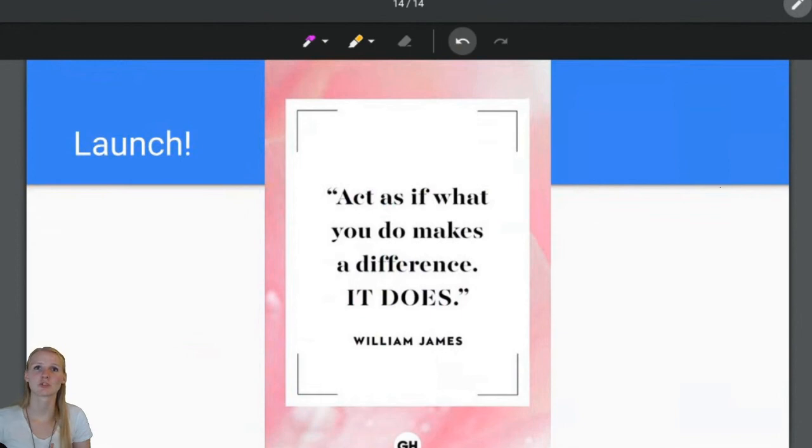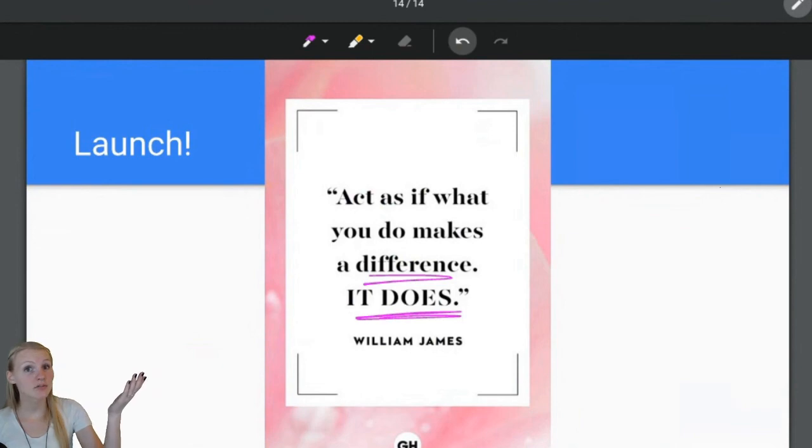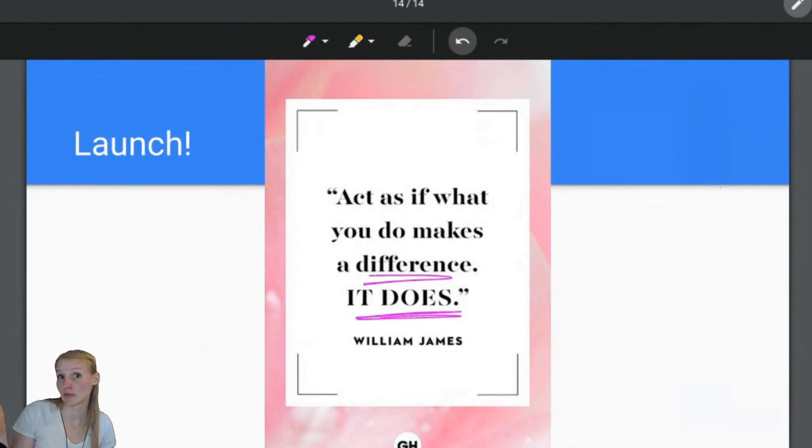Today's launch comes from William James, and he says, "Act as if what you do makes a difference." It does. So what this means is everything you do makes a difference. It can make a positive difference, or it can make a negative difference.